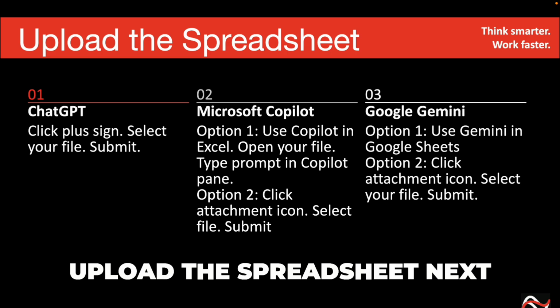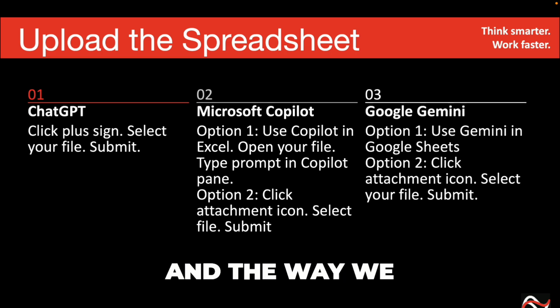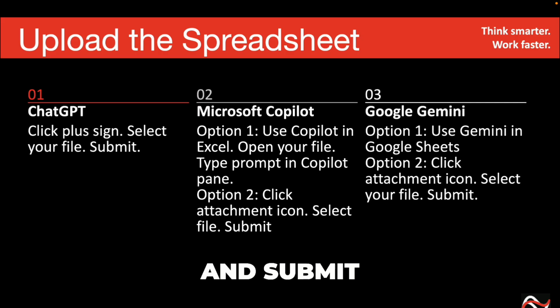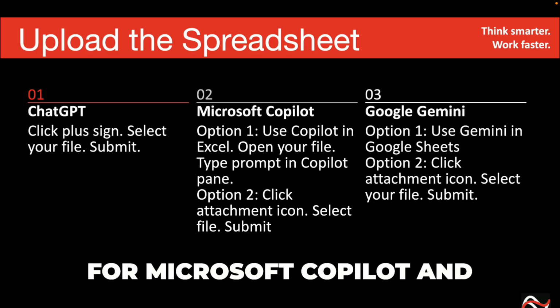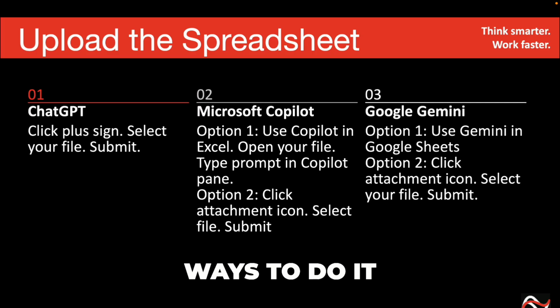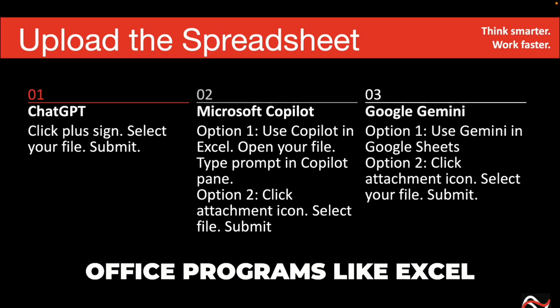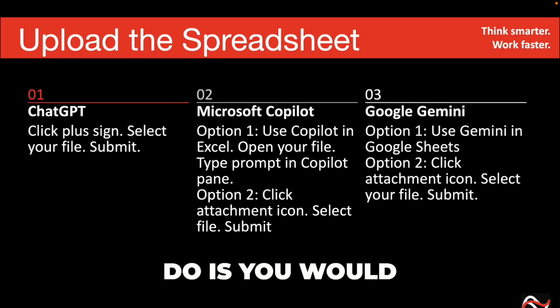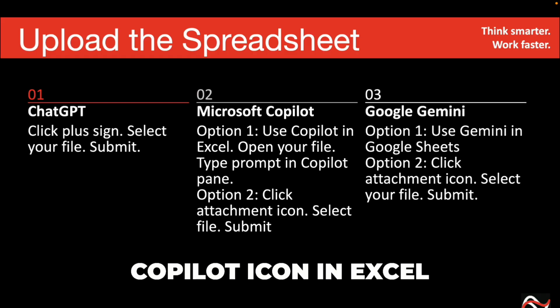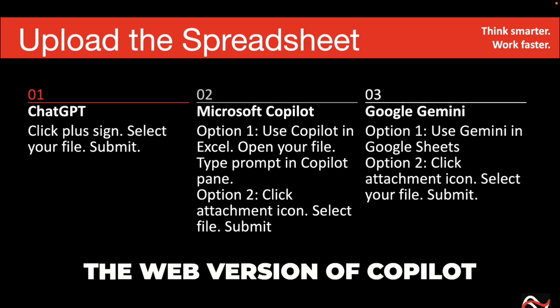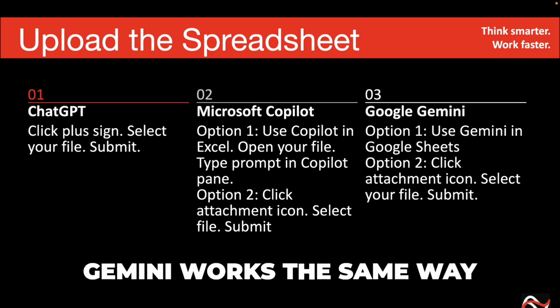So we want to upload the spreadsheet next. And the way we do that is with ChatGPT, you click the plus sign, you select your file and submit. For Microsoft Copilot and Google Gemini, there are actually two ways to do it, depending on what your company uses. If your company uses Microsoft, then Copilot is already embedded in your Microsoft Office programs like Excel and Word. So what you would do is you would just click on the Copilot icon in Excel, and then you would paste your prompt there. You could also use the web version of Copilot. Gemini works the same way.